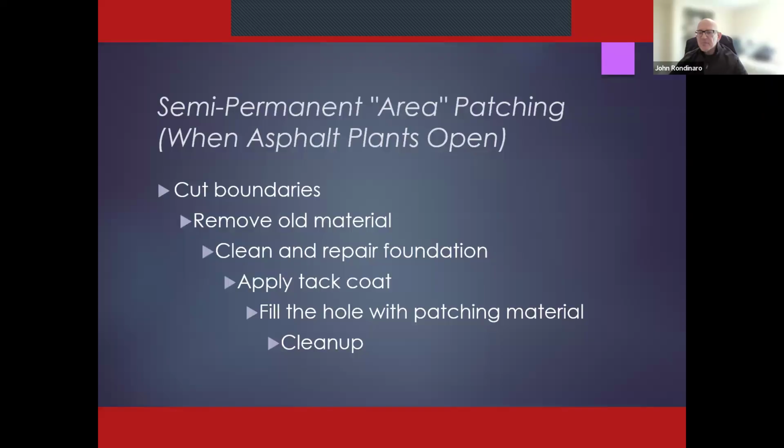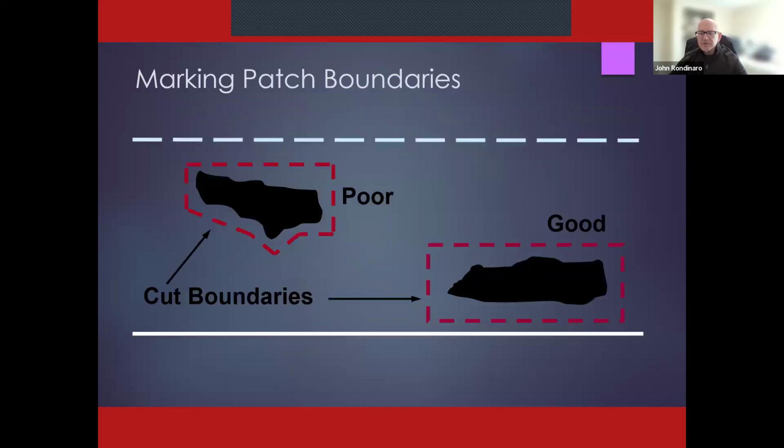So in terms of semi-permanent area patching, that's what we're doing when the asphalt plants are open. We're cutting in our boundaries, removing the old material, cleaning or repairing the foundation, applying tack coat, filling the hole with the patch material, and cleaning it up. And just real quickly through this, marking out the boundaries, don't put in a lot of extra jogs. Cut a nice rectangle around that.